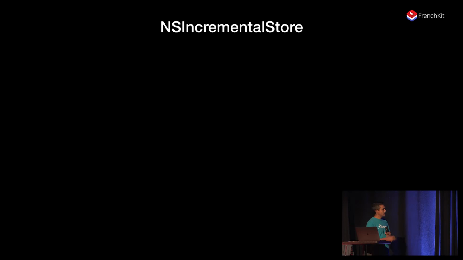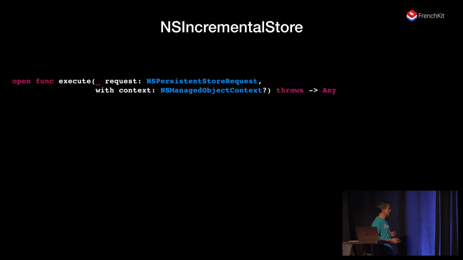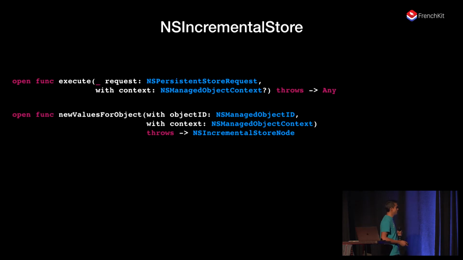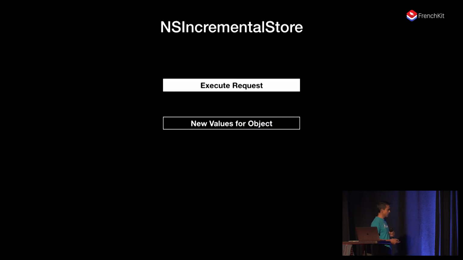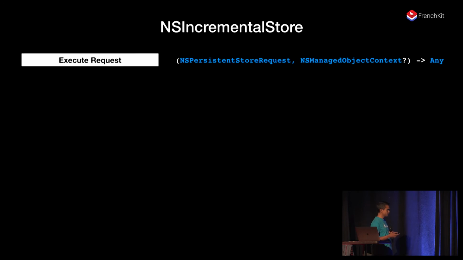So NSIncrementalStore is a bit more complex, and we'll go directly into some of the methods. So we have something called execute and newValuesForObject, and we'll see what they do. If we take a look at execute first, the first property in the signature is NSPersistentStoreRequest. This method will be called for various reasons, and we'll see that in a minute.